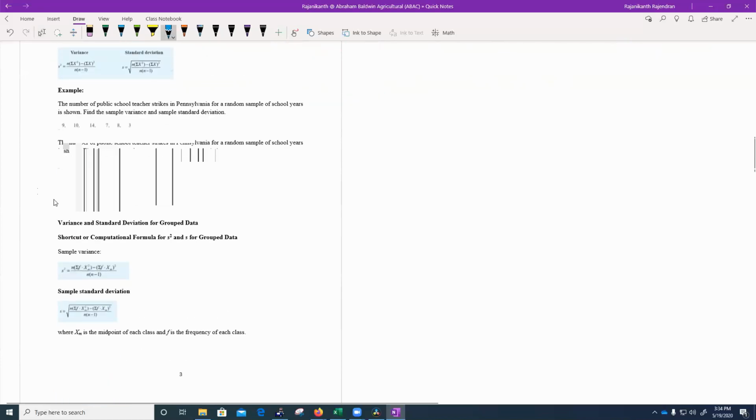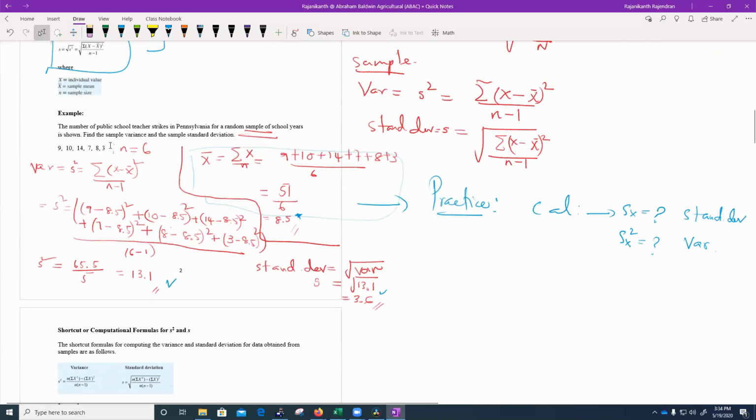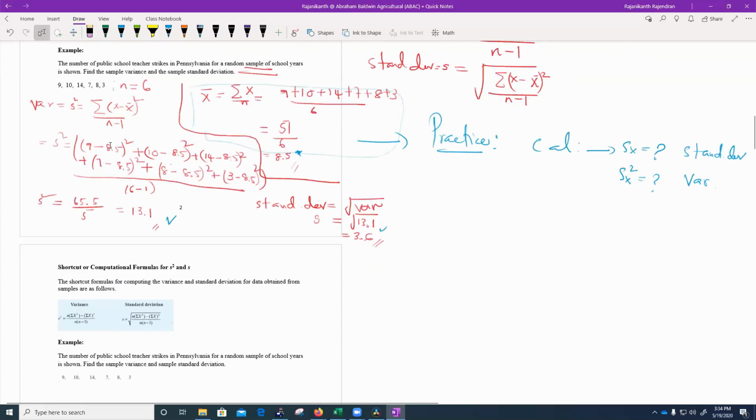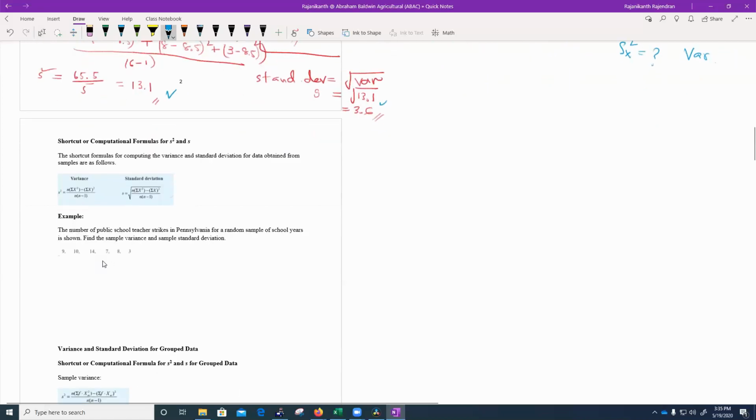Okay, so I will show you how to use this formula. I'm going to use this shortcut formula to do this problem. If you want, you could use the calculator and check whether your answer is correct or very close to what you got by doing it manually. So, the number of public school teacher strikes in Pennsylvania. This is the problem we did, right? Same problem. I copied it here.